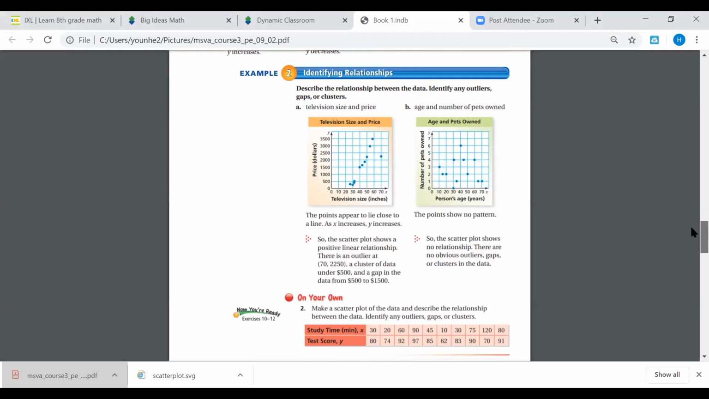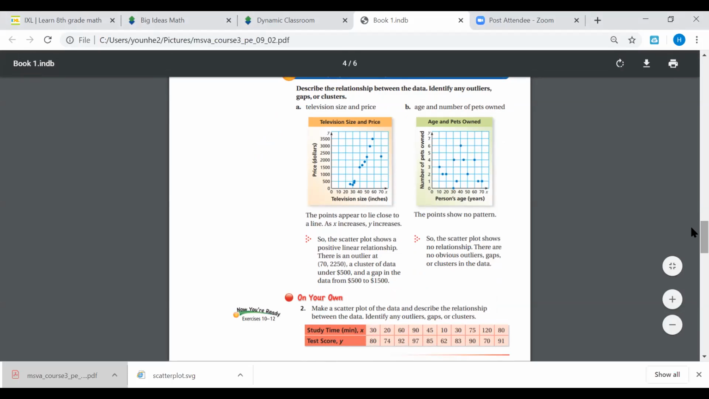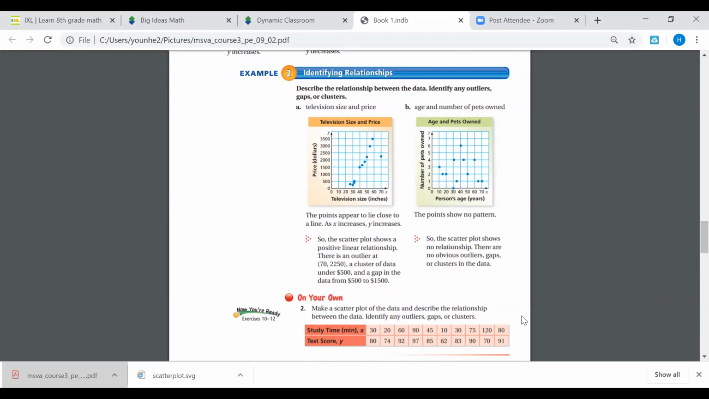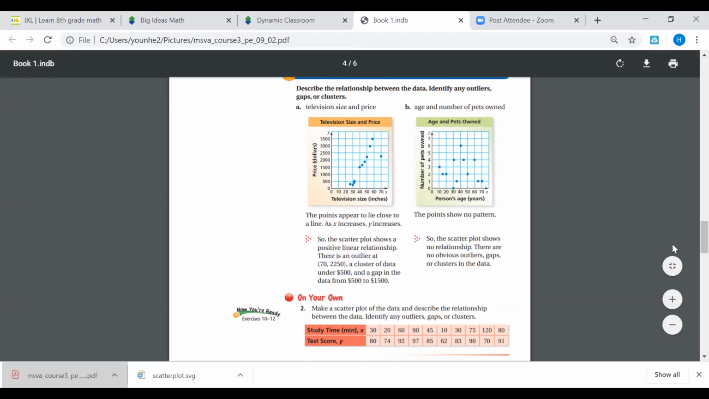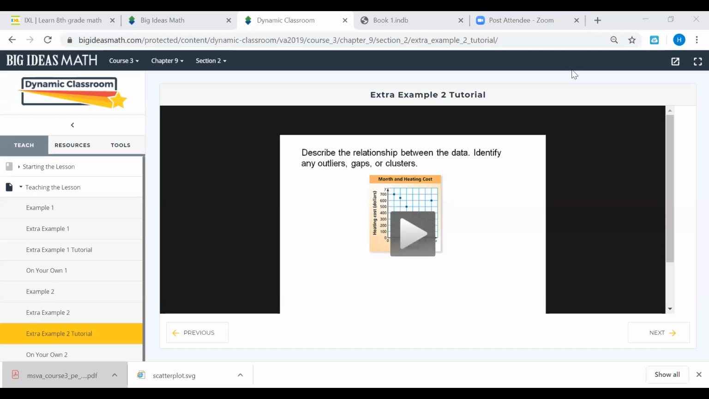So let me show you example 2, and it offers, again, an opportunity. If you wanted to make your own scatter plot, you could try that. So let me show you the tutorial first, then I'll show you the on your own question, and then the answer if you would like to try and compare your answer. So example 2, again, is about identifying relationships.